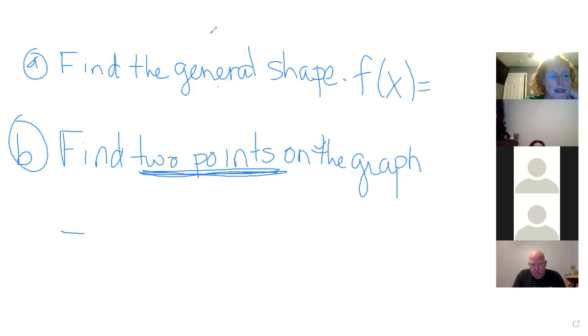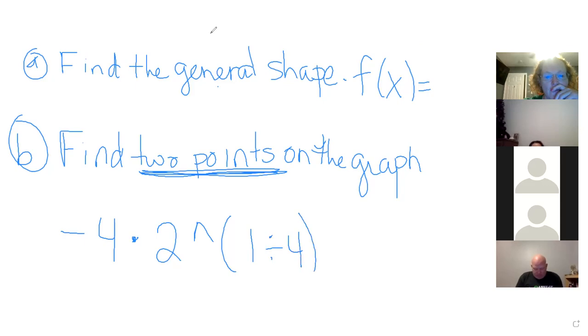You ready? Yes. -4. Okay, -4. Times 2. Caret. Open parenthesis, 1 divided by 4, close parenthesis. And then keep going. Divided by 3, equals. All right. And so -1.585, something like that.